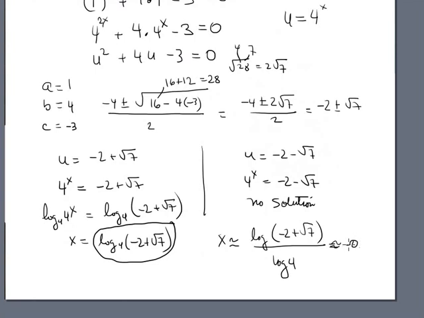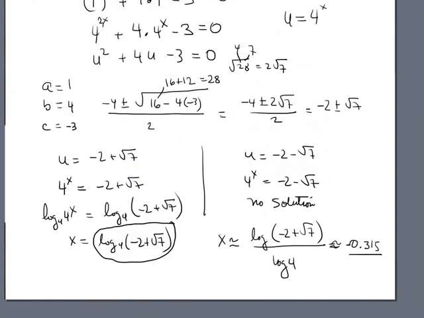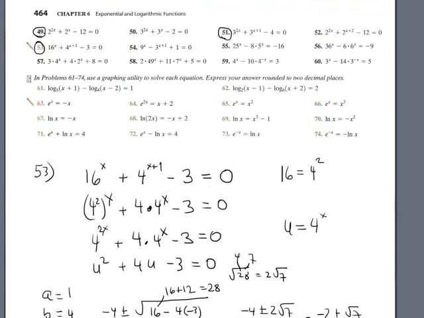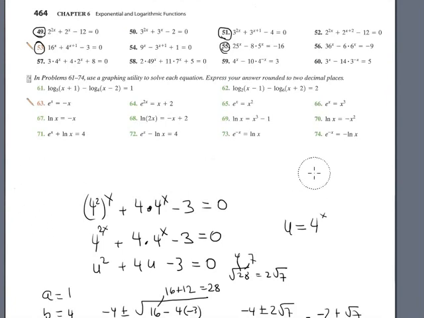The answer is approximately negative 0.315. This is the approximate answer. Let me check again with the calculator. Oh yes, it's negative 0.315. Good. Perfect. Okay, now let's go to the next. Okay, next is number 55.